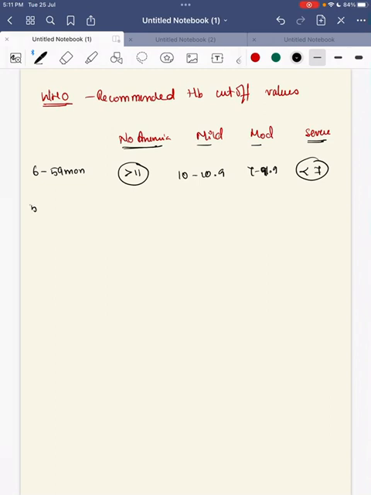When the child is between 5 to 11 years of age group, no anemia is more than 11.5. Severe will be less than 8. In children between 12 to 14 years of age, you call it no anemia when the child has HB content of more than 12. Severe anemia is same as 5 to 11 years, that is less than 8.